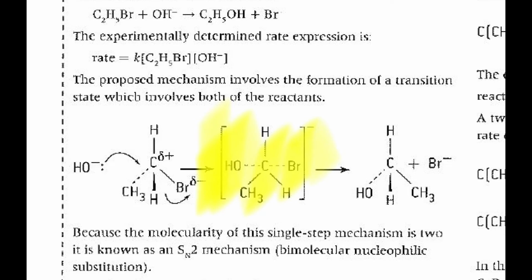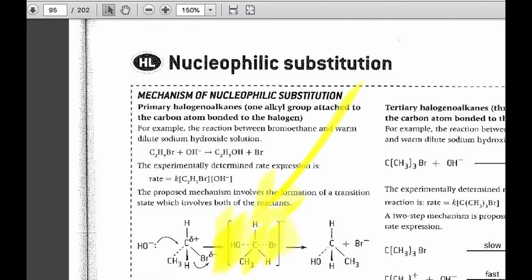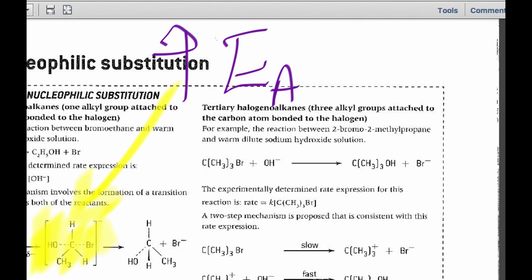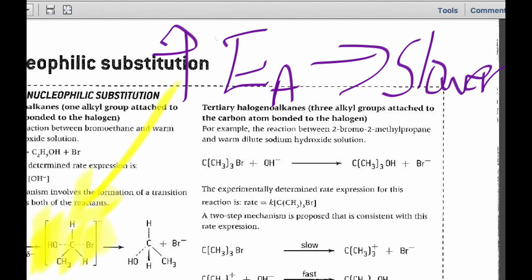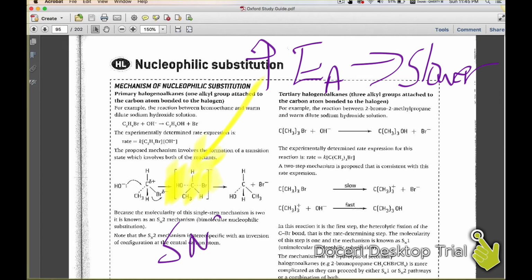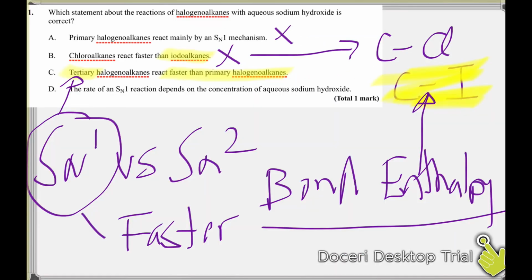And that transition state has a high activation energy. Because it has a high activation energy, it is going to be slower. So the SN2 mechanism is slower than the SN1 mechanism because the activation energy of the transition state is higher. And so now, going back to our question, C, tertiary halogen alkanes react faster than primary halogen alkanes. That is the correct answer.